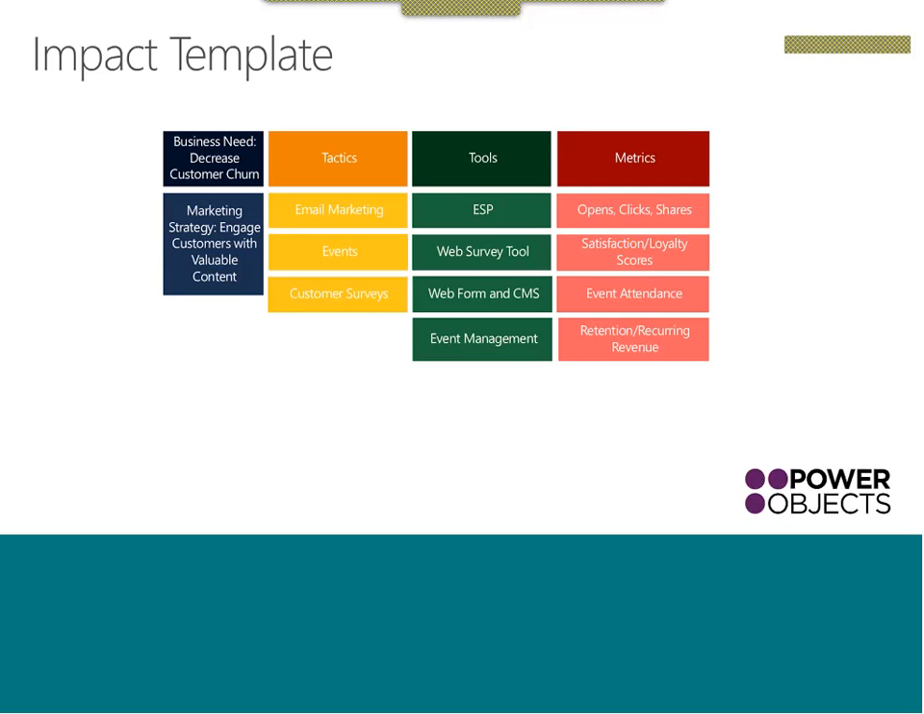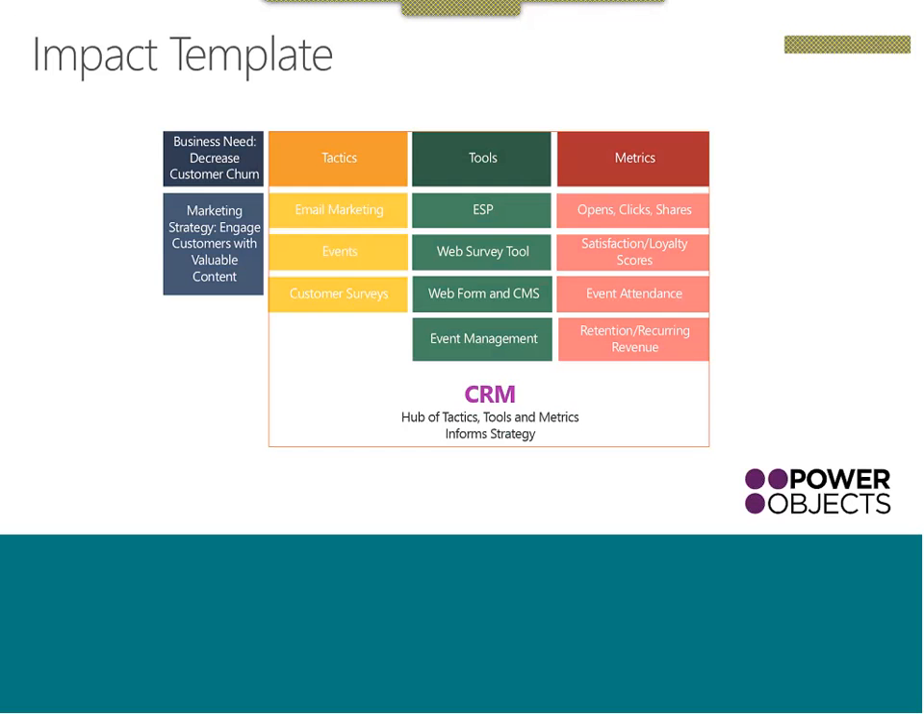If we build that out and we add some more tactics, tools, and metrics, our impact template shows us what we need to add, and if we're going to build out a more robust content strategy and content marketing plan, we need to add some tactics and we need to add some tools. But we always need to continue to connect it back to strategy, connect it back to the metrics that we're going to be measuring, and above all, connect it back to CRM as that hub of the metrics that are going to help inform that strategy going forward.